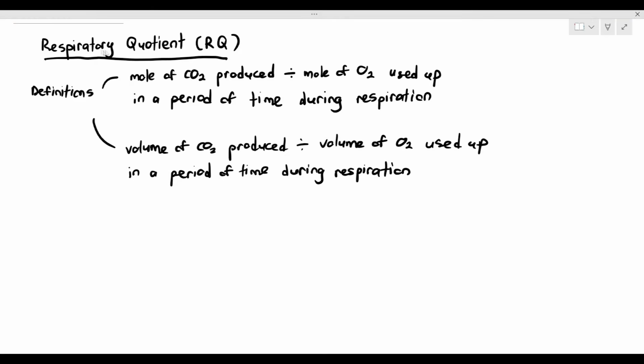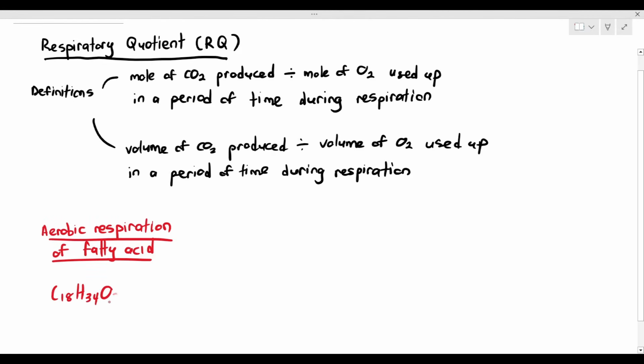What about aerobic respiration of fatty acids? C18H34O2 is a particular type of fatty acid, and it requires 25.5 molecules or moles of oxygen, and when it's broken down completely, it gives you 18 moles or 18 molecules of carbon dioxide and 17 moles of water.